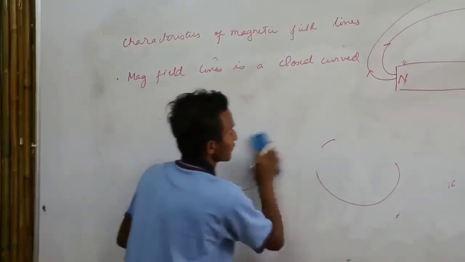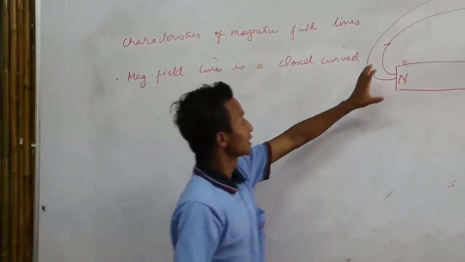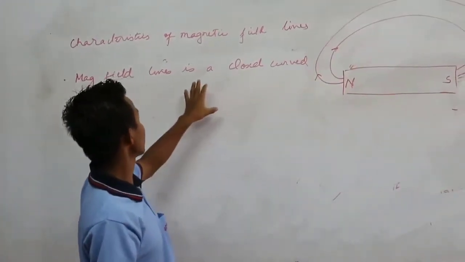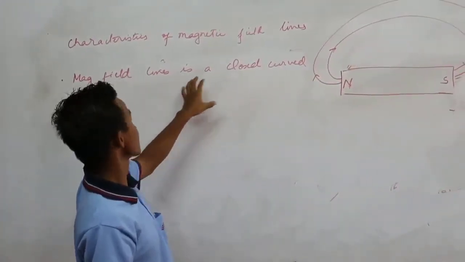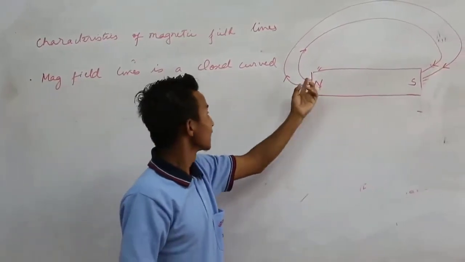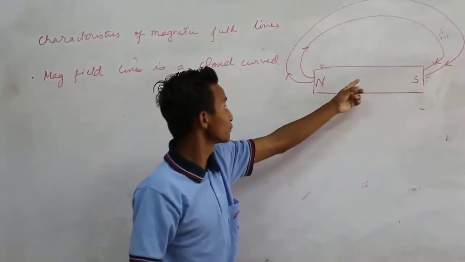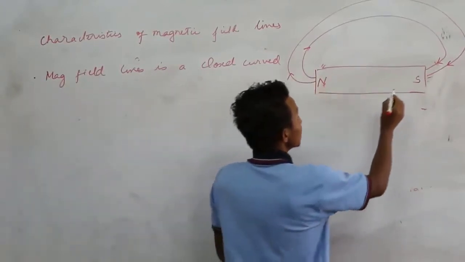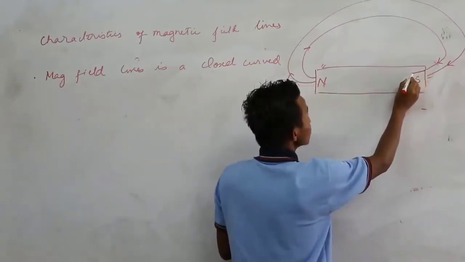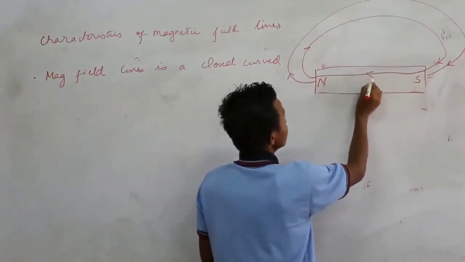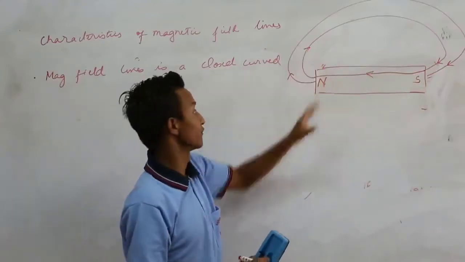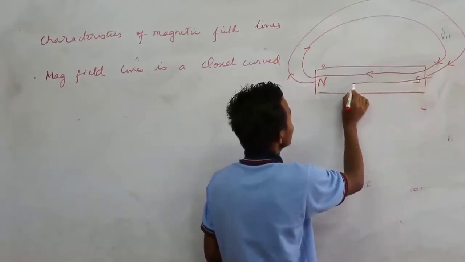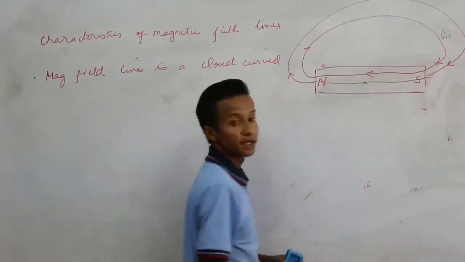Come to this. Here are magnetic field lines, and I have written that magnetic field lines are closed curves. You might say that this magnetic field line is not a closed curve, but actually this line will continue to move in this direction, so we now get a closed curve. Again, for this other line, this line will continue in this way to form a closed curve.